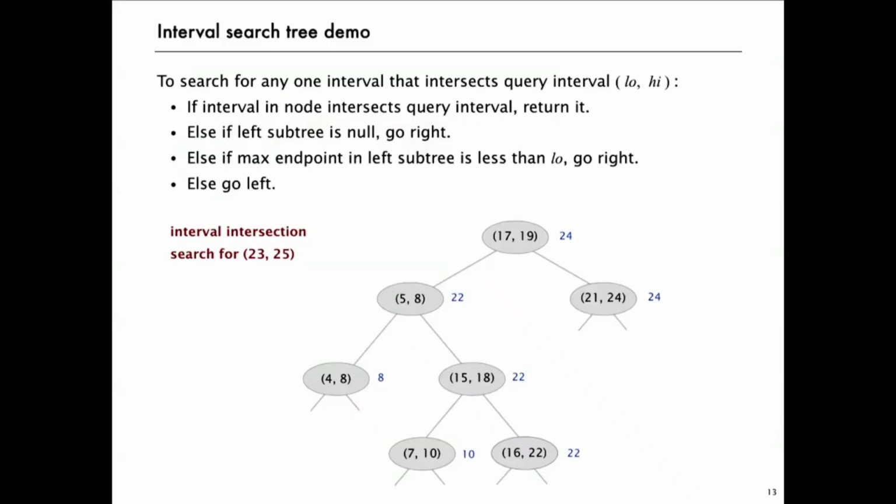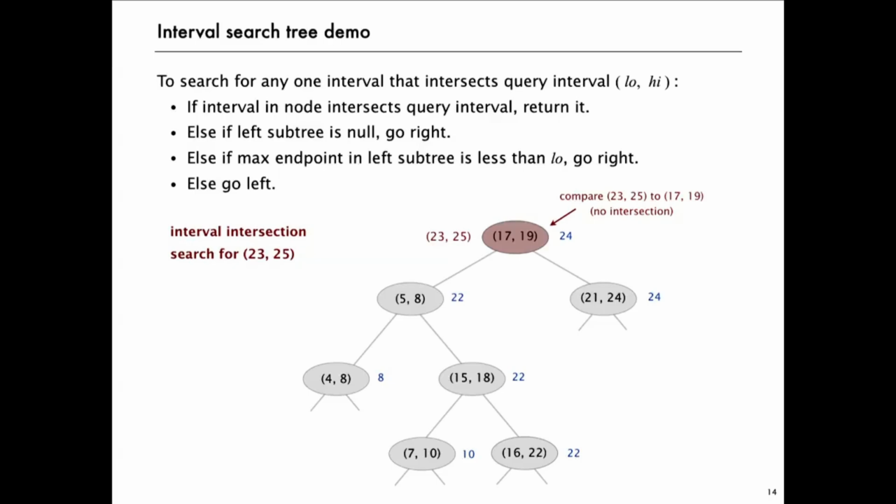First thing is, if at the root we have an intersection, then we're done. We just return. In this case, 23, 25 does not intersect 17, 19. So we have to go down the tree somewhere. The left subtree is null, so go right. Otherwise, we have to check whether the max endpoint in the left subtree is less than the low point in our interval.